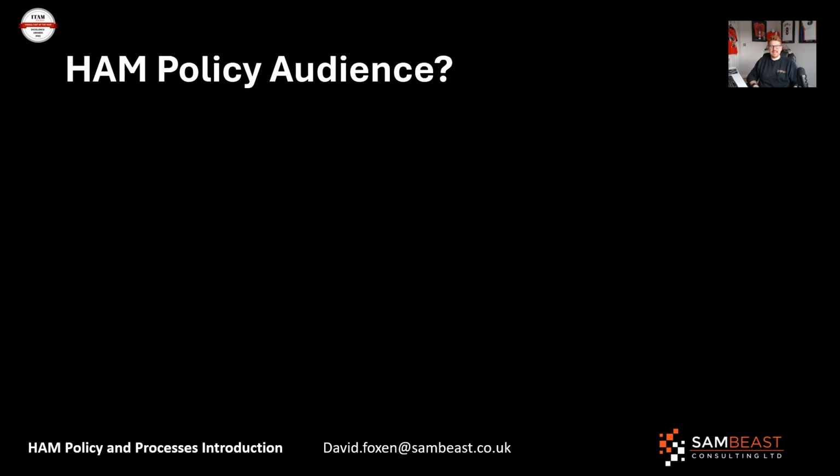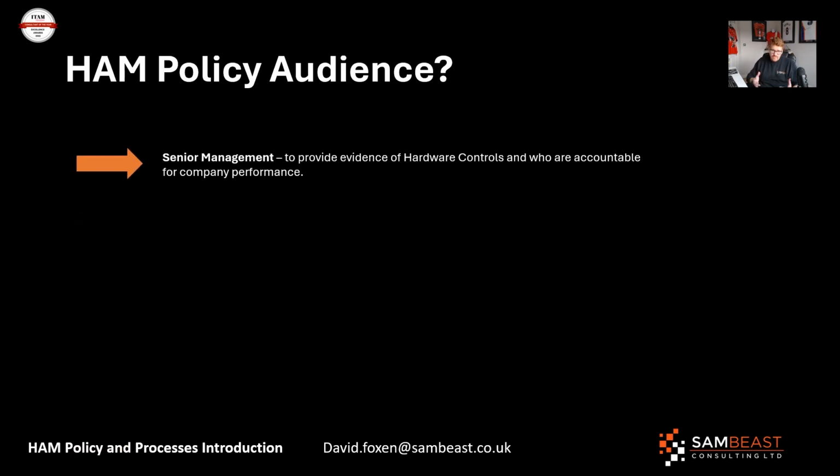But who exactly is the HAM policy aimed at? First of all, your senior management. Your senior management are going to want to know what you're managing and how you're managing it and who is accountable for it. They also may want to know about the performance of the hardware assets that you're managing. There's nothing worse than having an aged fleet of hardware that just simply isn't fit for purpose anymore, that's making software run slowly, that's making really easy BAU actions just take an age to do. So senior management have a keen interest in understanding what you're doing, how you're doing it, and what the benefit is to the organization.